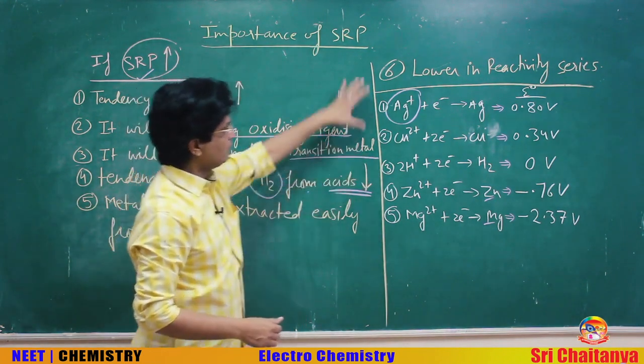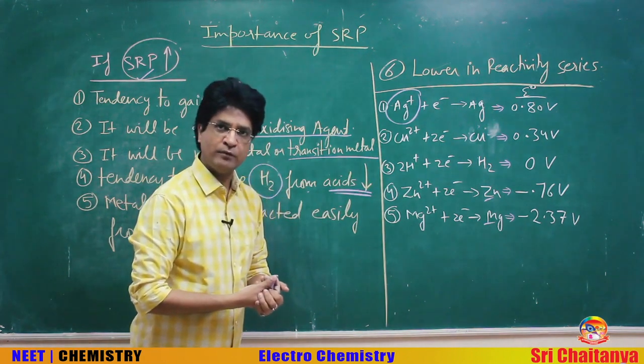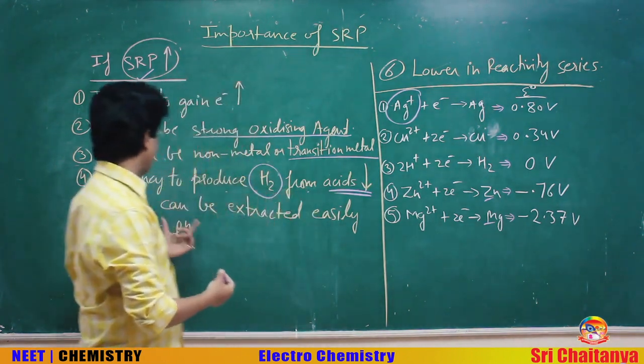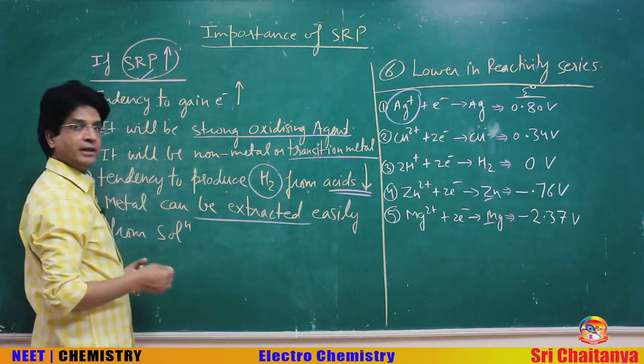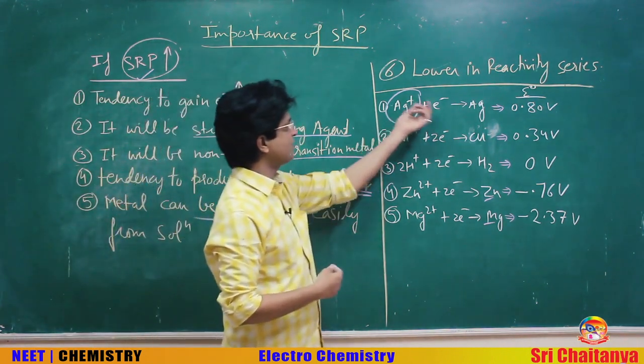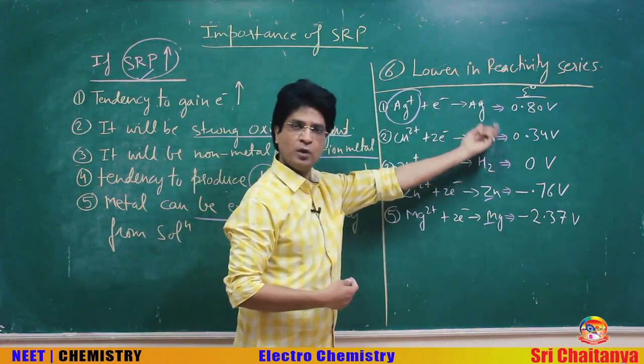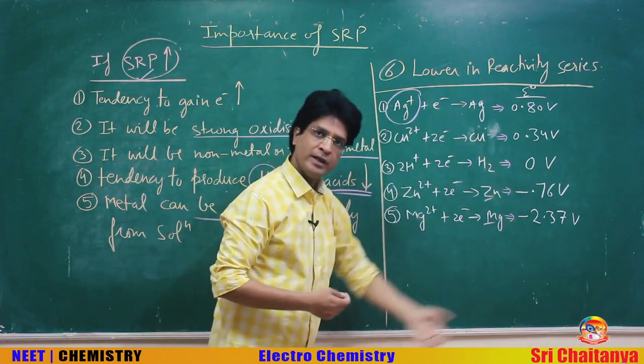Now, which of the following ions will be easily extracted in the form of metal from the solution? Now, SRP higher, it can be easily extracted. So Ag+ will be easily extracted because Ag+ will accept electrons most easily and will become silver. Silver is solid, it is not part of the solution, so it can be easily extracted.